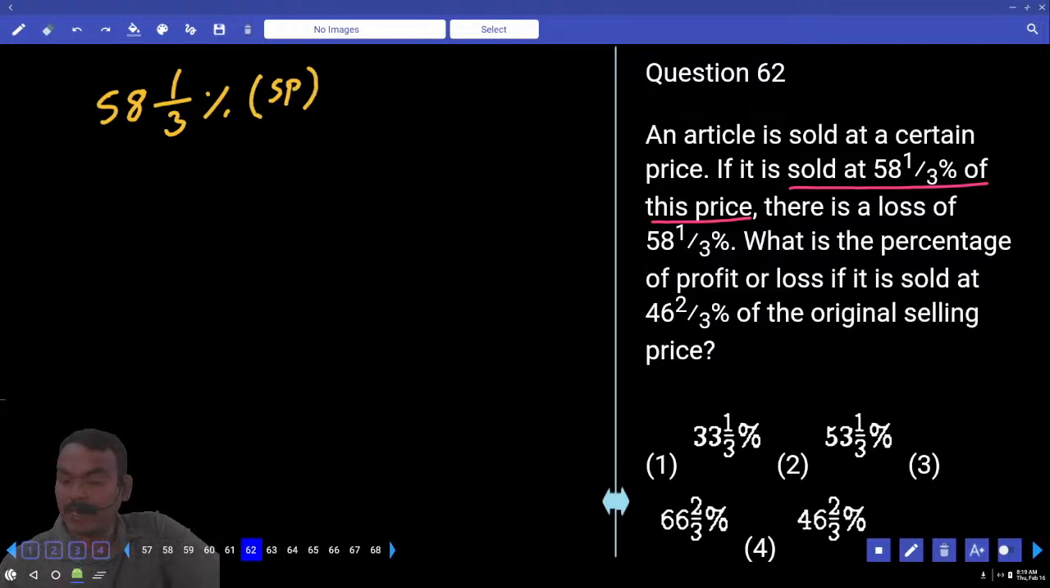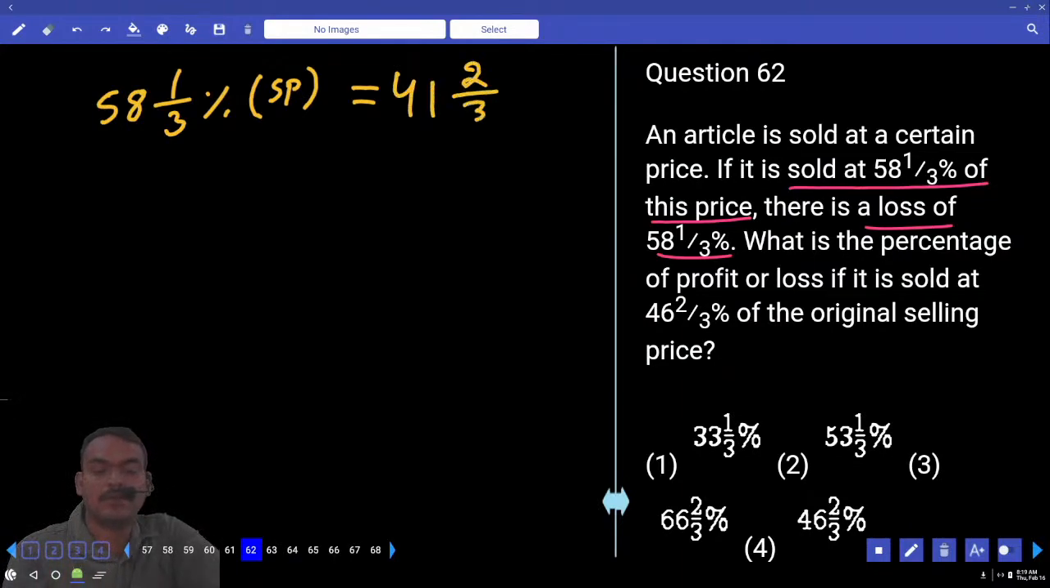Okay, but you are getting a loss of how much percent? 58 1/3% loss, or not? 58 1/3% loss means what is the selling price? 41 2/3%, or not? Yes or no? 58 1/3% loss means the remaining 41 2/3% is the selling price, or not? Don't say profit. Out of 100%, 58 1/3% is loss, so the selling price is 41 2/3% of the original selling price, or not?